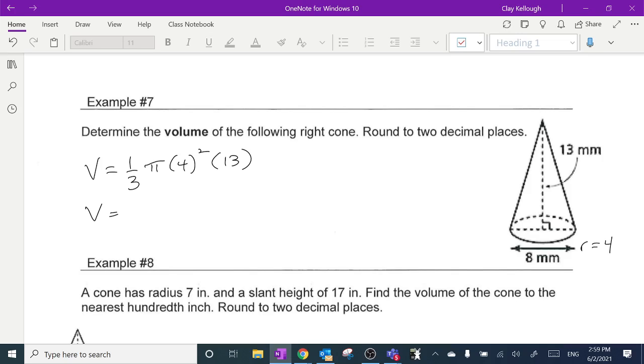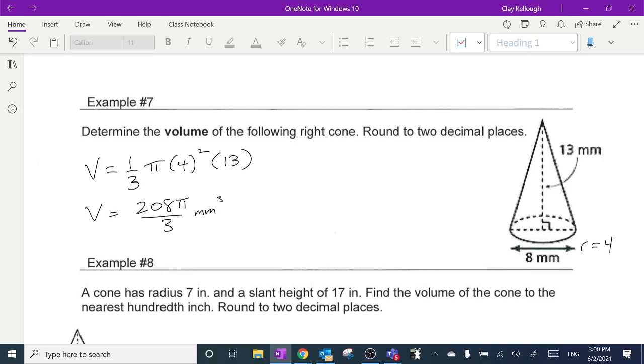And again, I like to simplify before I punch buttons. Feel free to punch buttons right there if you want to. But I like to try to simplify it in my head. Let's see, 4 squared is 16. Do I know what 16 times 13 is? No, I don't. So I'm going to touch my calculator on that. Let's see. So 13 times 16 is 208. And is 208 divisible by 3? No. 8 plus 2 is 10. 3 doesn't go into 10. So that's 208 pi over 3. What are we in? Cubic millimeters.